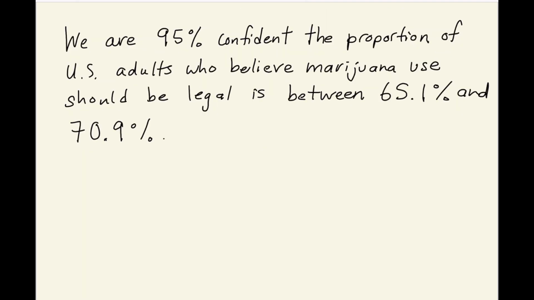And we should always make sure to interpret our confidence interval. So here I have one way to interpret it. We are 95% confident that the proportion of U.S. adults who believe marijuana use should be legal is between 65.1% and 70.9%.